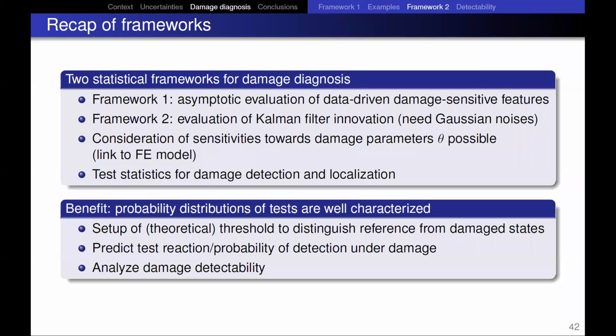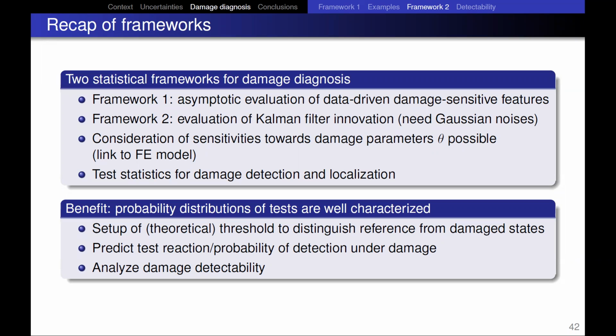So to recap, for the damage diagnosis here we have two statistical frameworks. The first framework was based on asymptotic evaluation of data-driven damage-sensitive features that can be quite general, but there we need their asymptotic statistical analysis that can also imply quite big matrices concerning their covariance, for example. So if our feature is big, then covariance matrices get big and maybe problematic to estimate. But we have quite some experience with those tests and applications are fine.